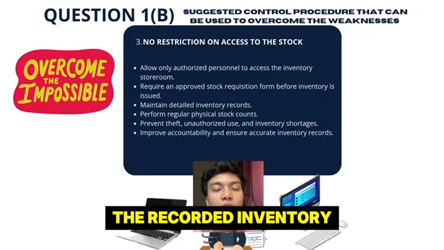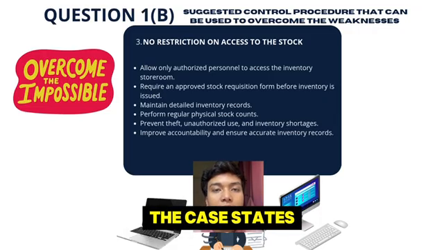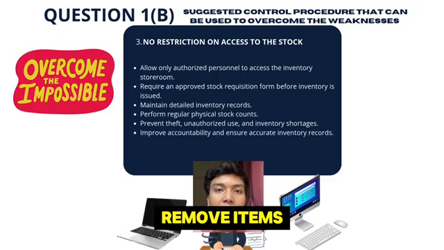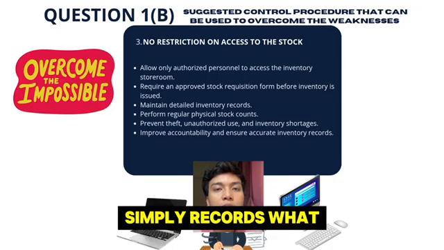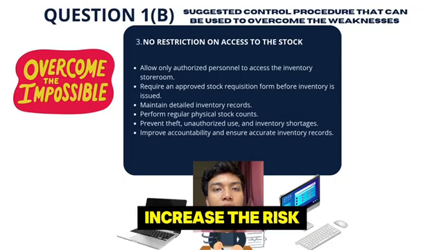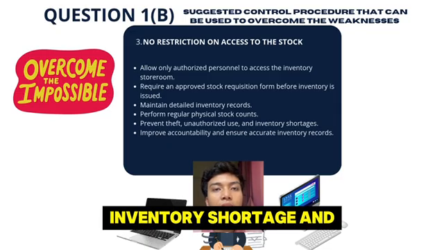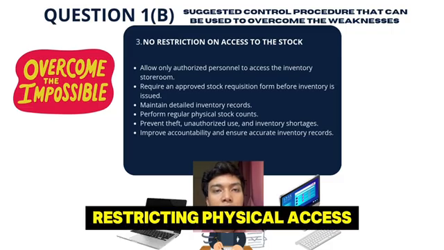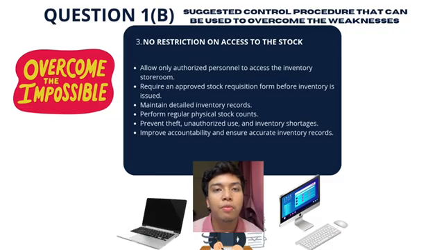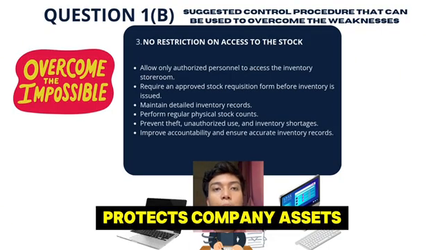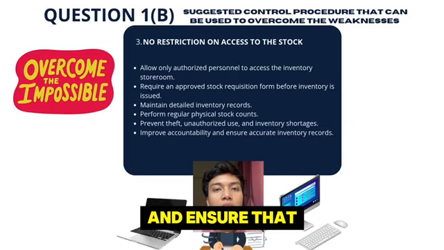matches the recorded inventory. The case states that although the inventory is kept in a locked room, any employee can enter the room during working hours and remove items, while the clerk simply records what has been taken. This control weakness increases the risk of theft, unauthorized use of inventory, shortage, and inaccurate inventory records. Restricting physical access and requiring proper authorization for every inventory withdrawal improve accountability, protect company assets, and ensure that inventory records remain accurate and reliable.